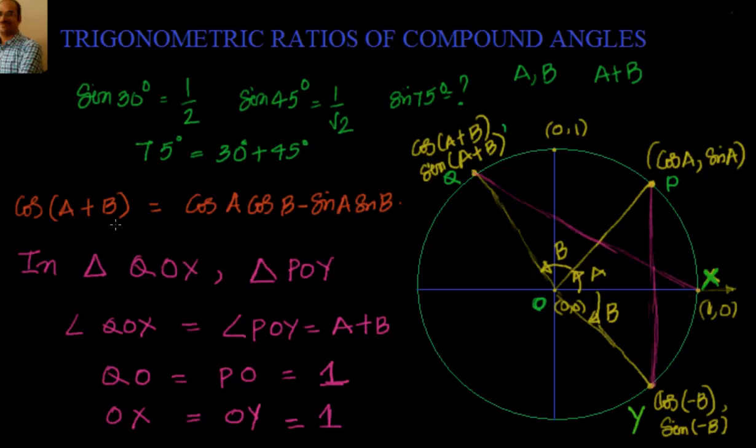Now once we know this, in the next video we will see how we can leverage this and find out cos of A minus B, sin of A minus B, tan of A plus B, tan of A minus B, and also how we can find out the values of tan 75, cot 15 or tan 135, secant 75, whatever values we want. We will use compound angles and find out those angles.